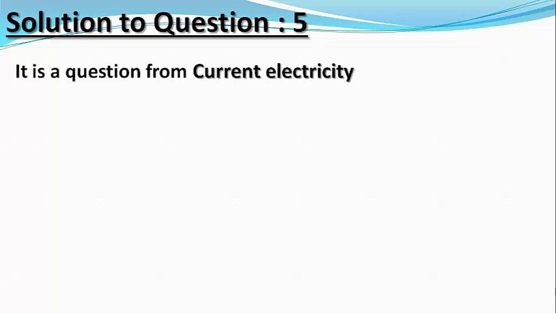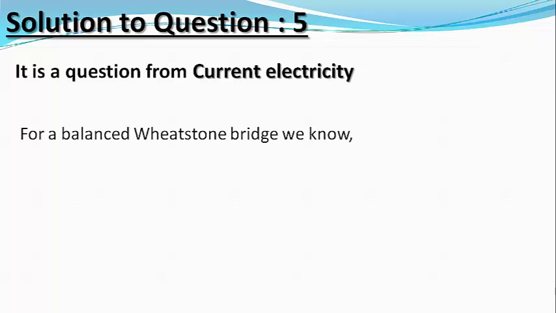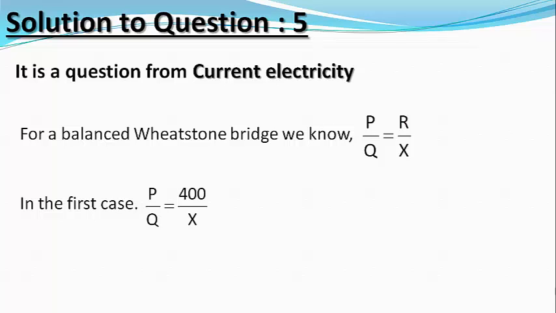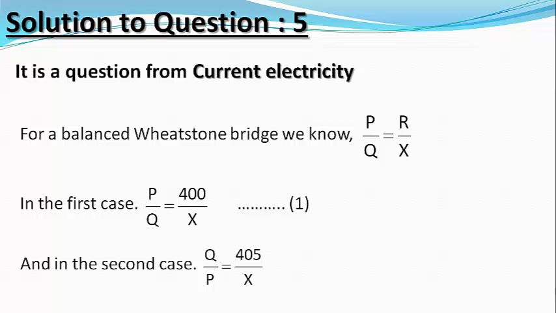Let us try to solve this question. We know that for a balanced Wheatstone bridge, P by Q equals R divided by X. So in the first case, we get P divided by Q equals 400 divided by X, equation 1, and when P and Q are interchanged, the value of R becomes 405 and we get Q divided by P equals 405 divided by X, equation 2.